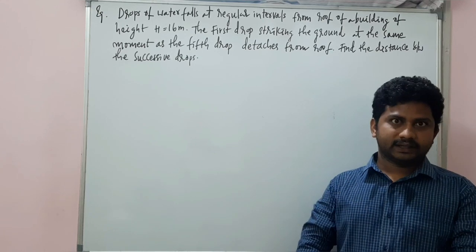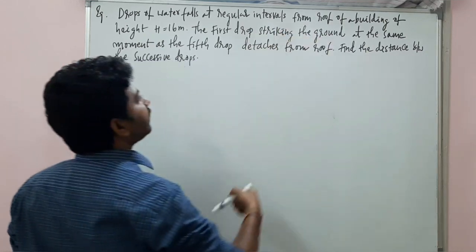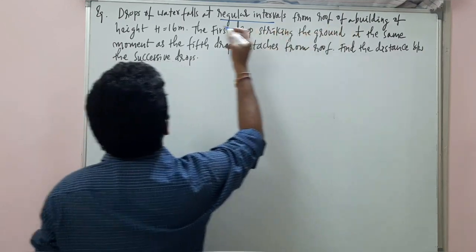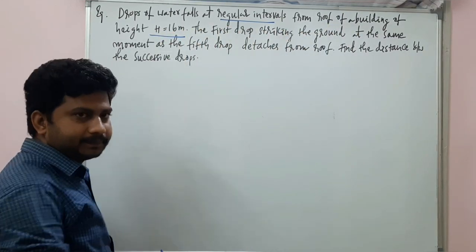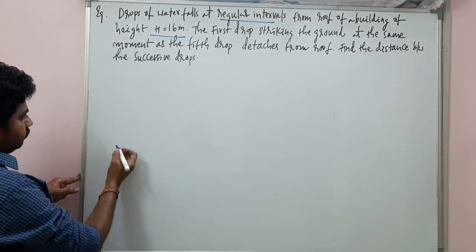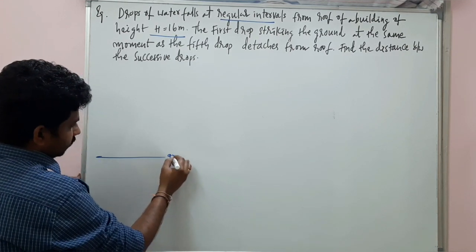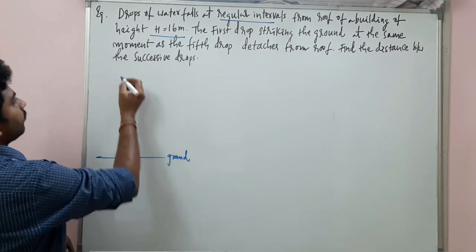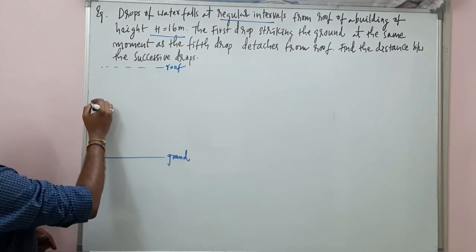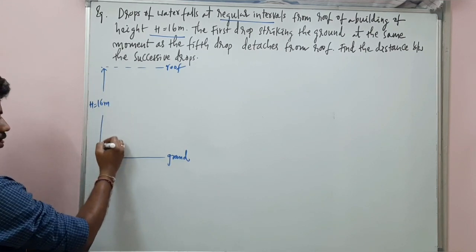Let's see one more numerical here. Drops of water fall at regular intervals from the roof of a building of height 16 meter. Look here. So this is the ground. Imagine this is the roof of a building. So clearly they mention the height is equal to 16 meters from roof to the ground.